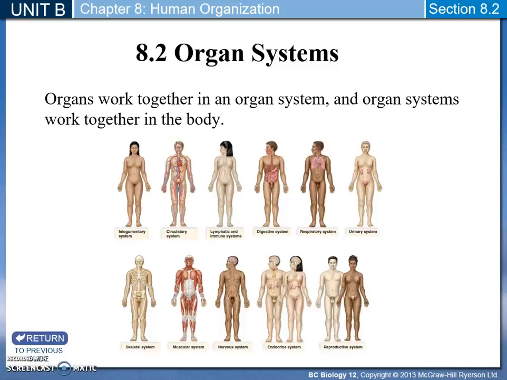So we have the integumentary system, the circulatory system, the lymphatic and immune system, digestive system, respiratory system, urinary system, skeletal system, muscular system, nervous system, endocrine system, and reproductive system.